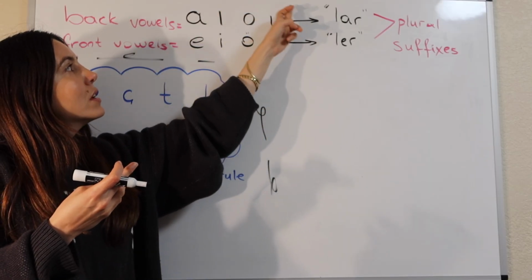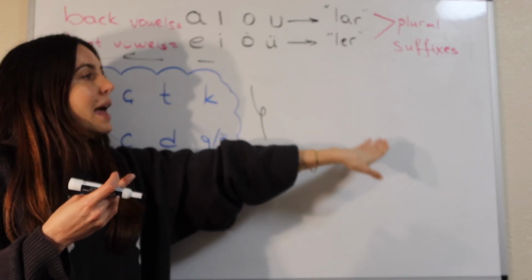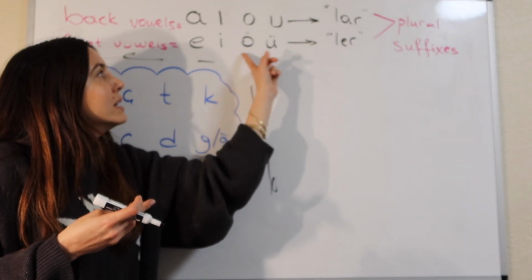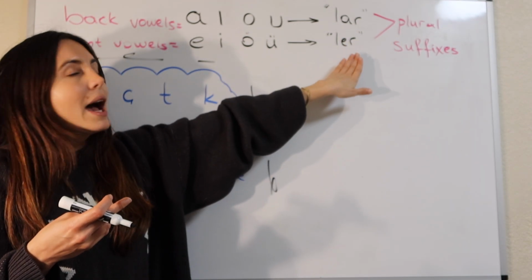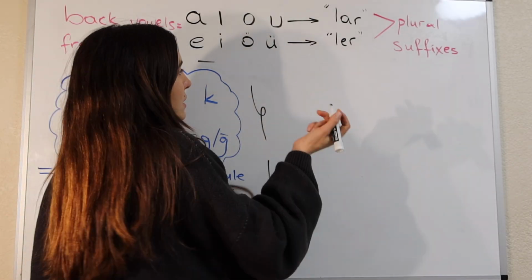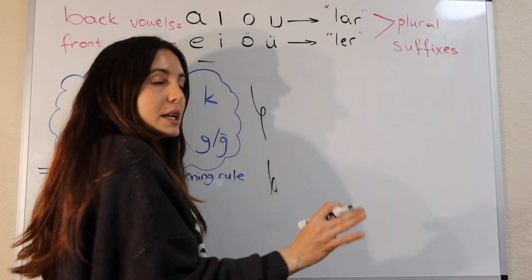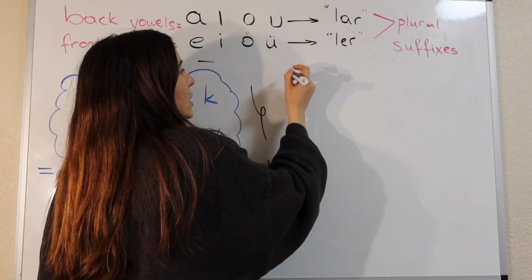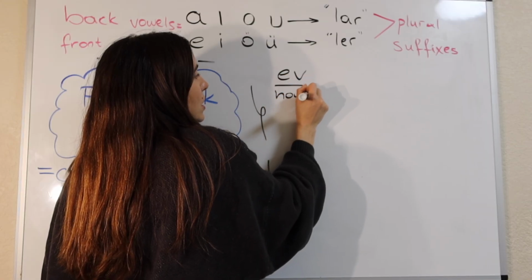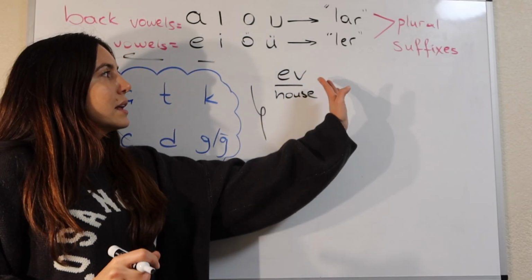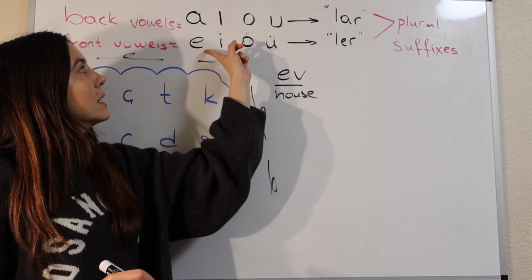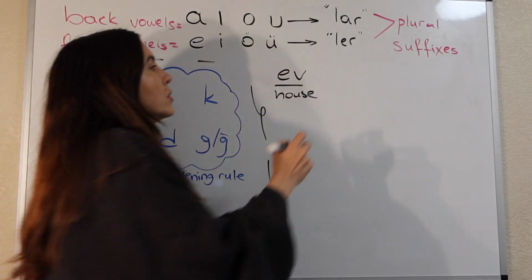When we have back vowels ending a word, you have to add lar. And when front vowels are ending a word, you add ler. So you have to look at the end of the word. Let's say, I'm going to give a very easy example. There's just going to be one vowel, ev, which means house. So how do you make that plural? You add ler. That's the only vowel. You add ler.